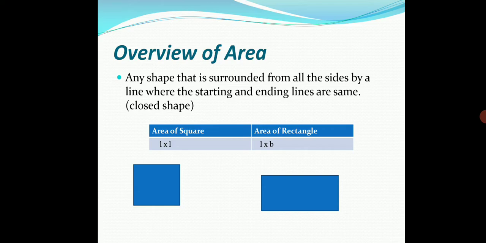Basically, area is any shape that is surrounded from all sides by a line where the starting and ending lines are the same. It means a closed shape is your area.